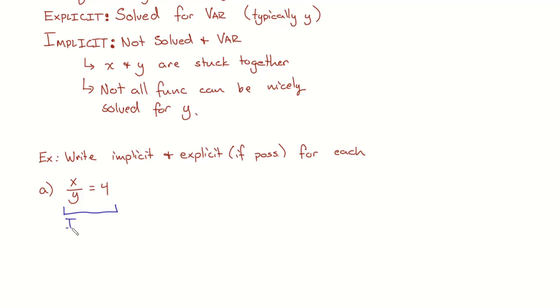Now, this is very different than the bell ringer. This is the implicit version of this function. Is it possible to find for this function the explicit version? Just to check, what is it? y equals x over 4. We multiplied by y, we divided by 4, we just solved it.